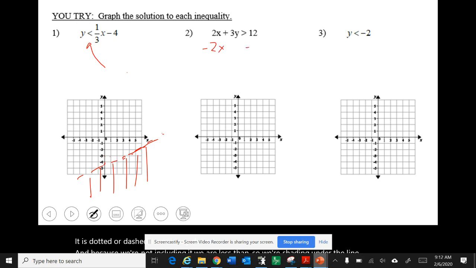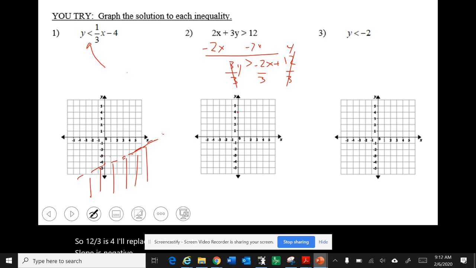This one I need to solve for y. And this time I'm dividing by a positive 3. So I don't need to flip the inequality. So 12 divided by 3 is 4. I'll replace that. So I start at 4. Slope is negative 2/3, down 2 to the right 3. It is dashed. And it's greater than, so I'm shading above the line.